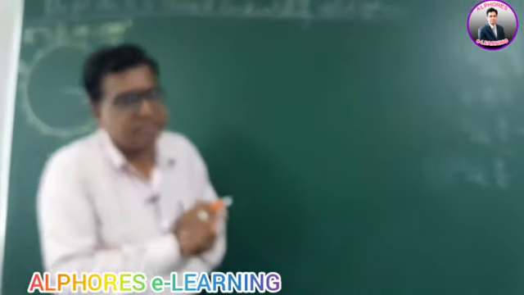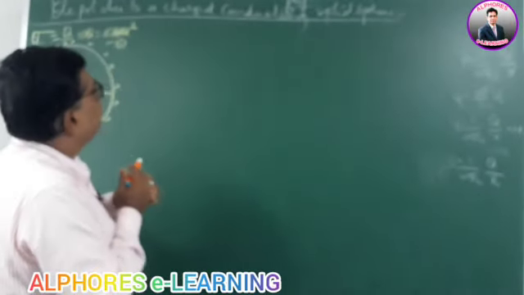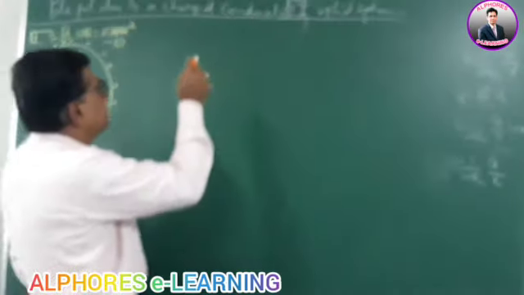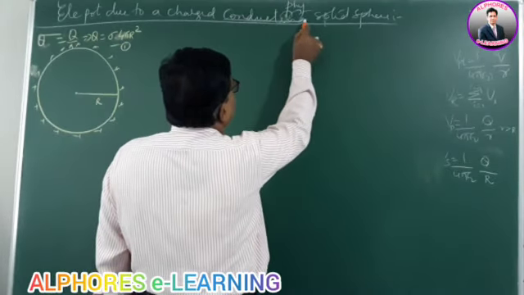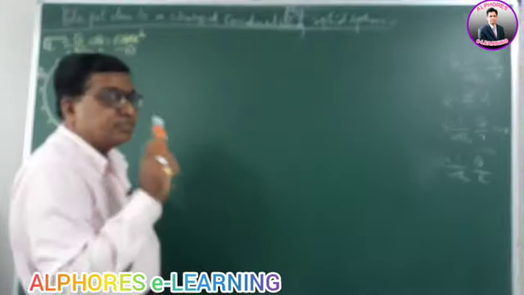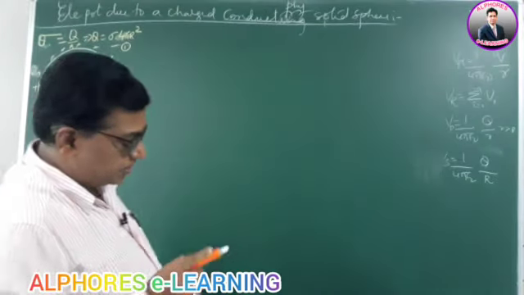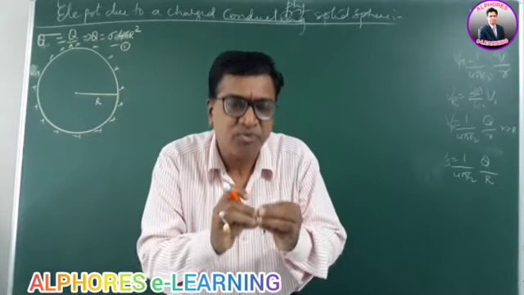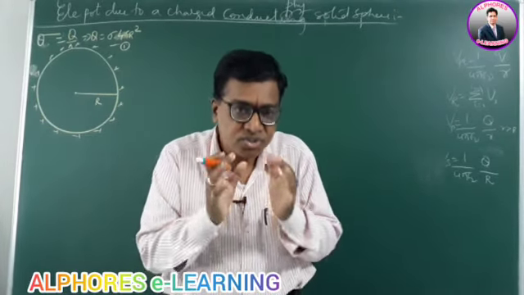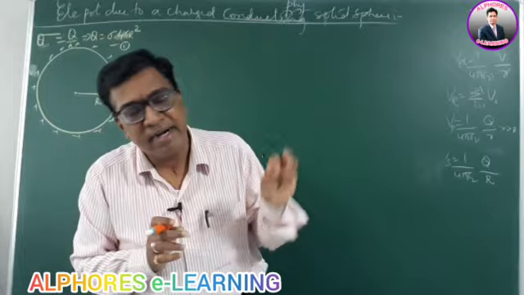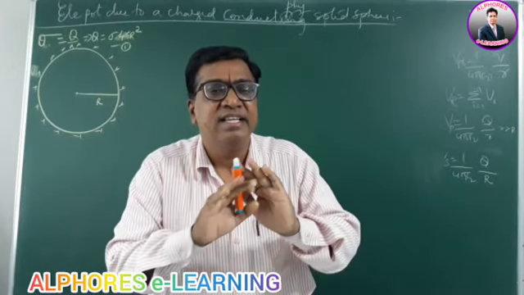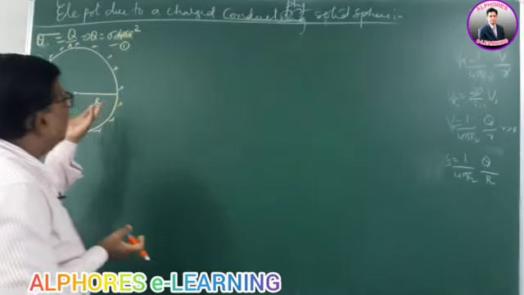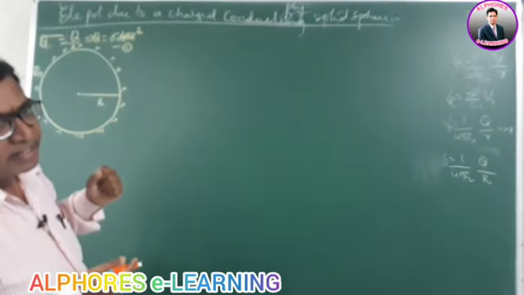Now we have learned the shell theorems also. Based on that, we will deduce the formula for the potential due to a charged conducting solid sphere. What do I mean by a conducting sphere? For a conducting sphere, there is matter inside, but any charge that is given to it resides only on the surface. So it will behave like a hollow sphere only, right?